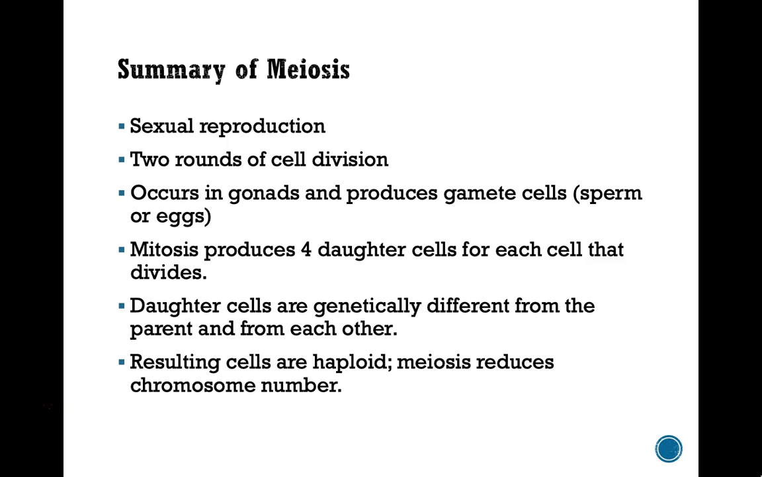So at the end of mitosis, I gave you a nice little summary of what happens. So I'm going to do the same for meiosis. So meiosis occurs as part of the process of sexual reproduction. It differs from mitosis in that it takes 2 rounds of cell division, and that's because we want to reduce the number of chromosomes by half. Meiosis only occurs in our gamete-producing cells, the cells that produce sperm and eggs.